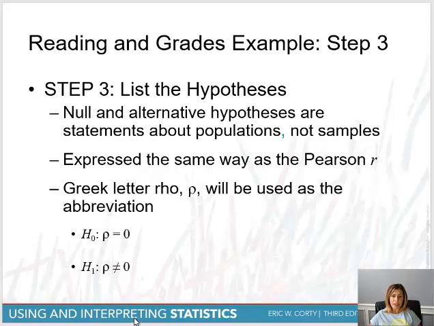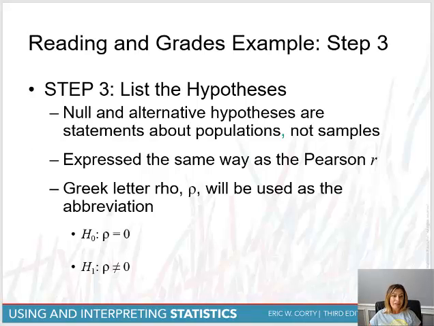And now we're going to go ahead and list our hypotheses. Our null and alternative, you'll notice here, are just like they were for correlation. So rho is equal to 0. There's no relationship between our variables. And our alternative is that rho is not equal to 0.